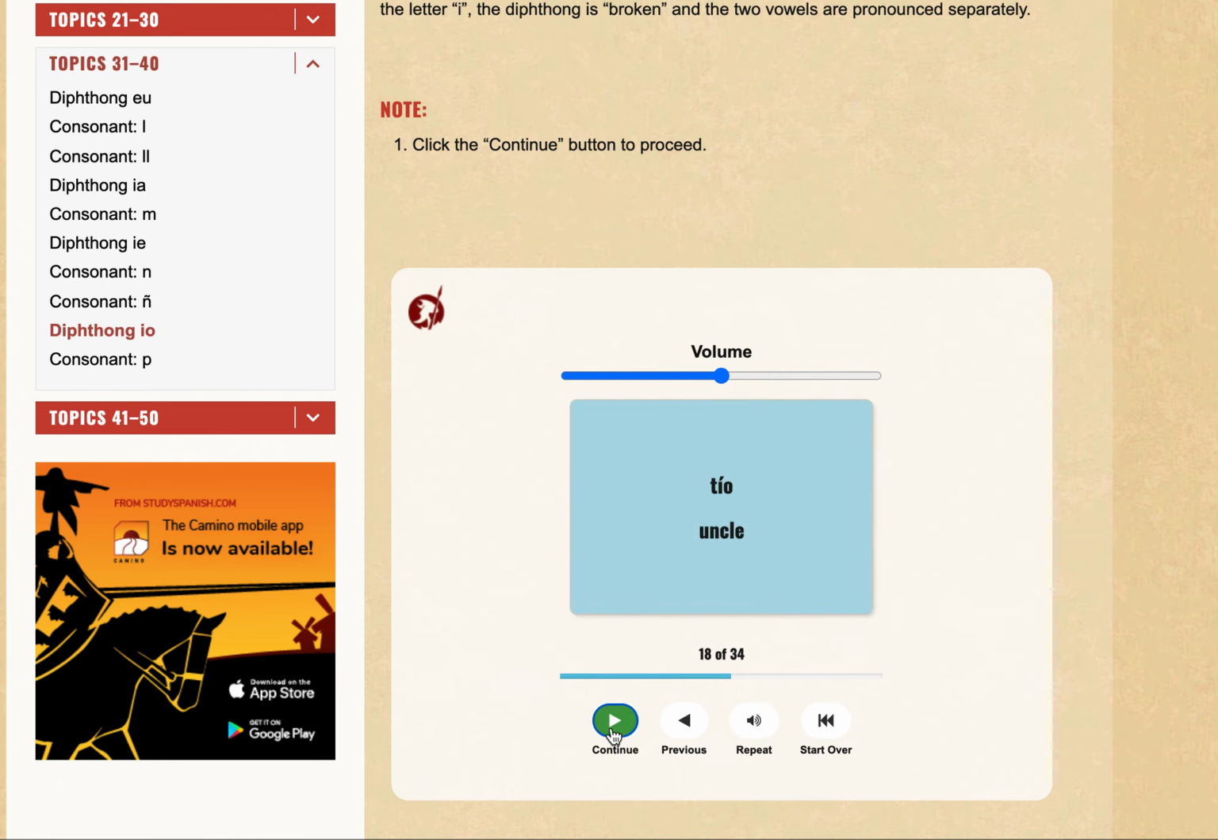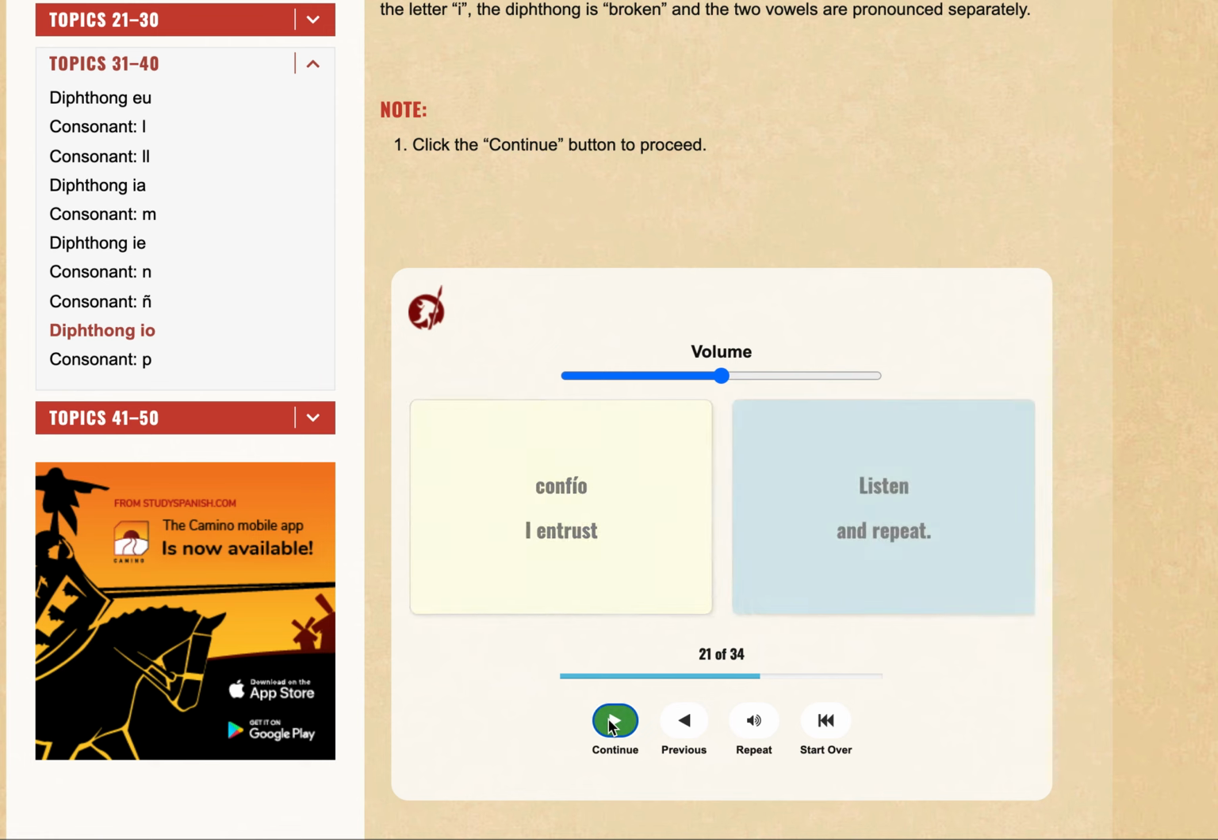Tío, uncle. Río, river. Desvío, I deflect. Confío, I entrust. So it's giving more emphasis on the accent, right? And that's how we are pronouncing the vowel sounds separately.